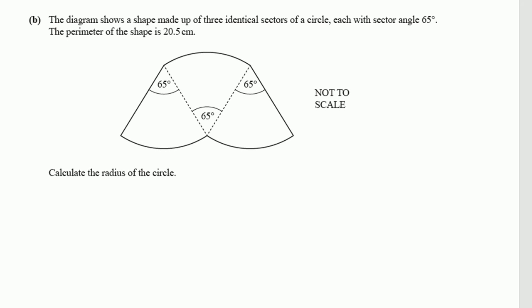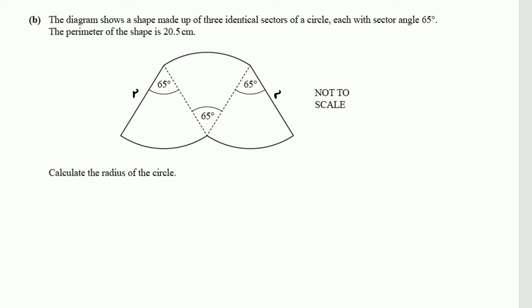This one's quite an interesting problem-solving question, so let's break it down carefully. This diagram shows a shape made up from 3 identical sectors of a circle, each with a sector angle of 65 degrees, and the total perimeter of the shape is 20.5 centimeters. I want to calculate the radius of the circle. Well, that radius appears in the perimeter over here and over here.